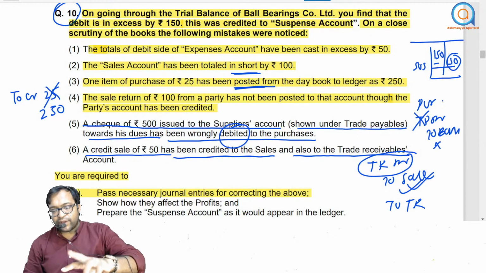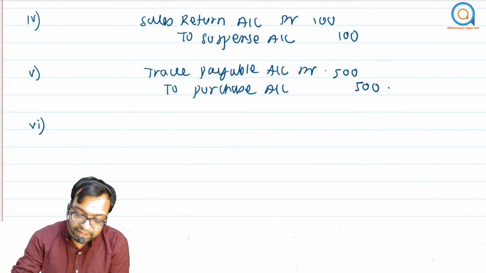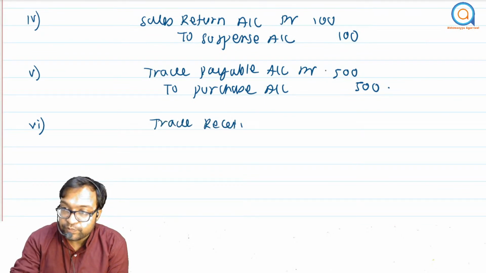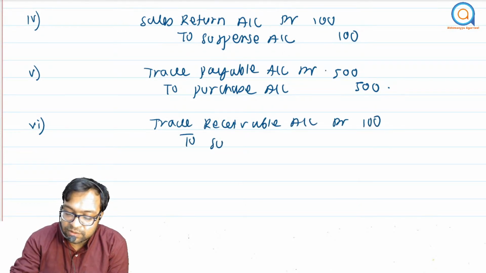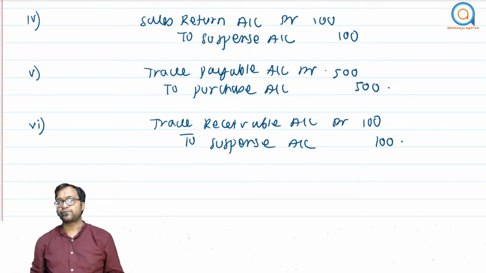That means to rectify, you have to debit trade receivable with double the amount. While rectifying, you should debit trade receivable, but with double the amount of 50, that is 100. What is the other account? There is no other account, so the other account will be the suspense account. So trade receivable to suspense.